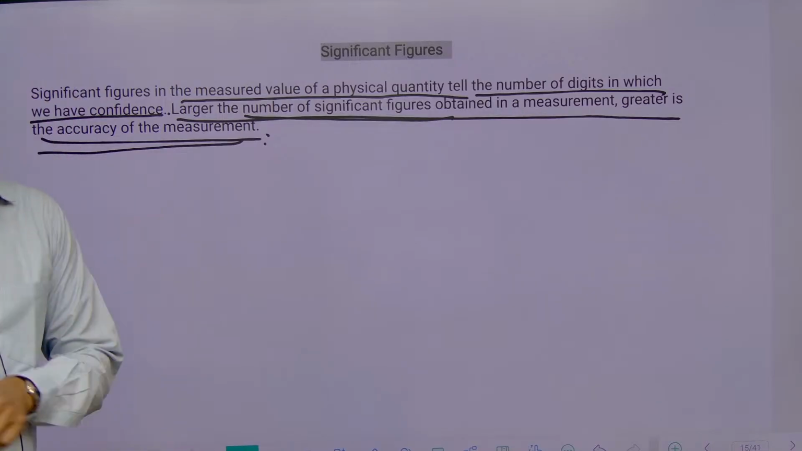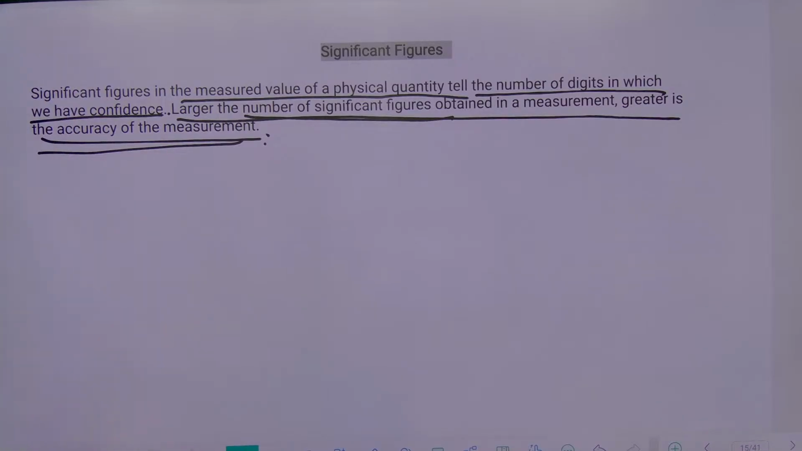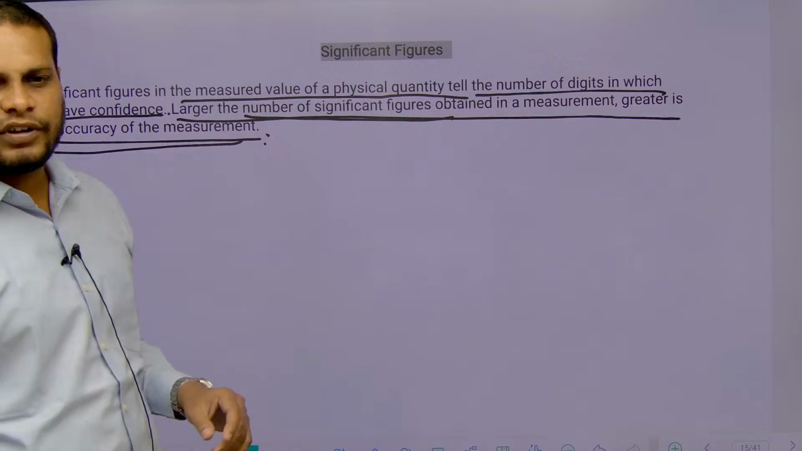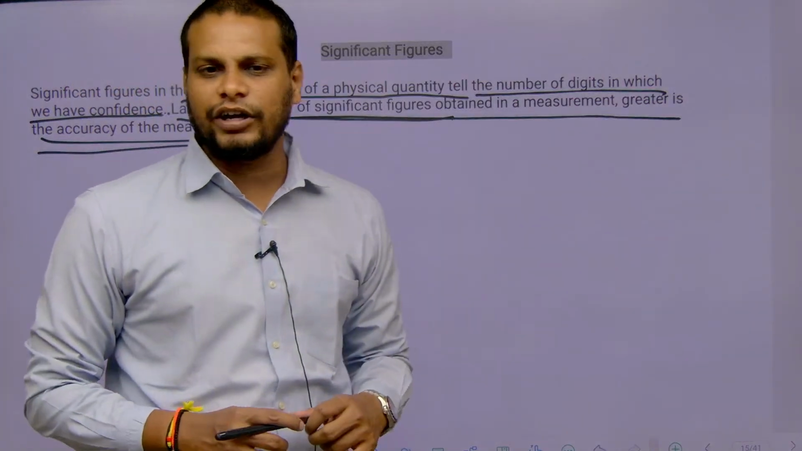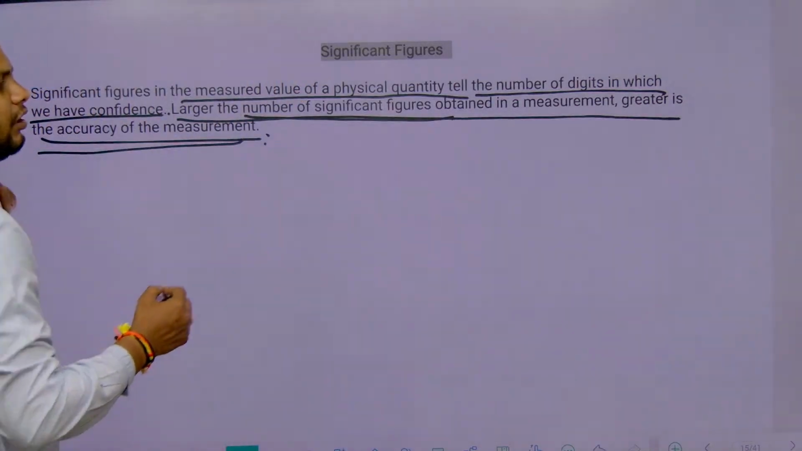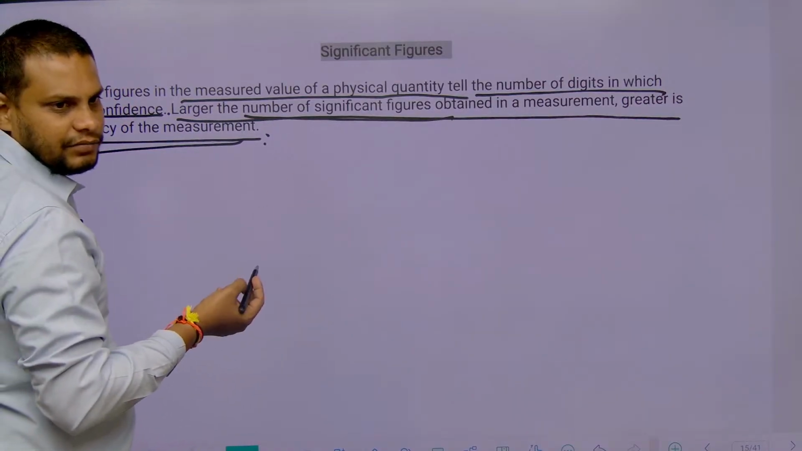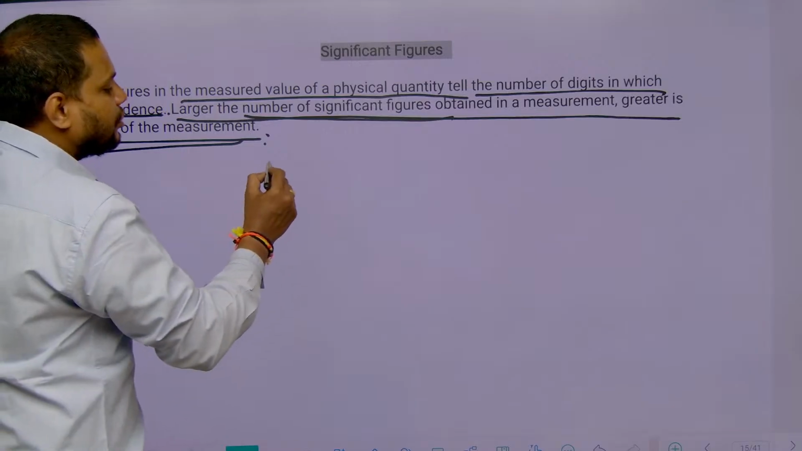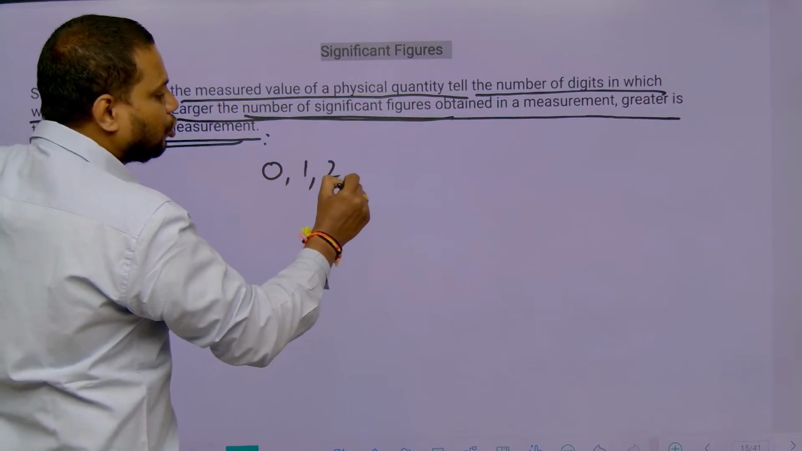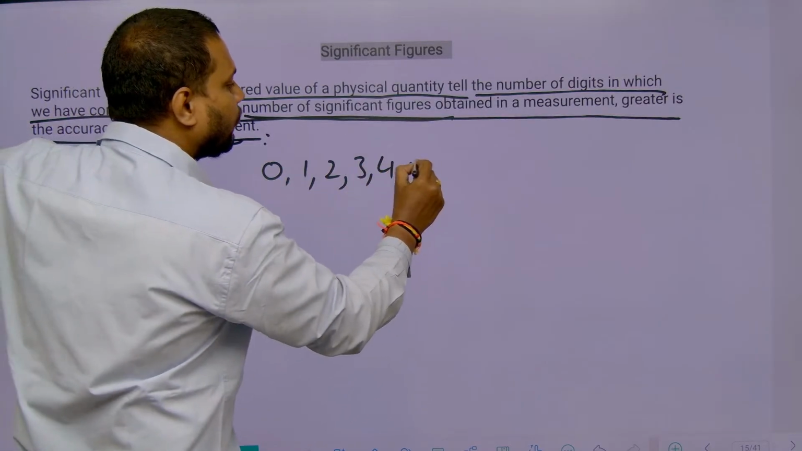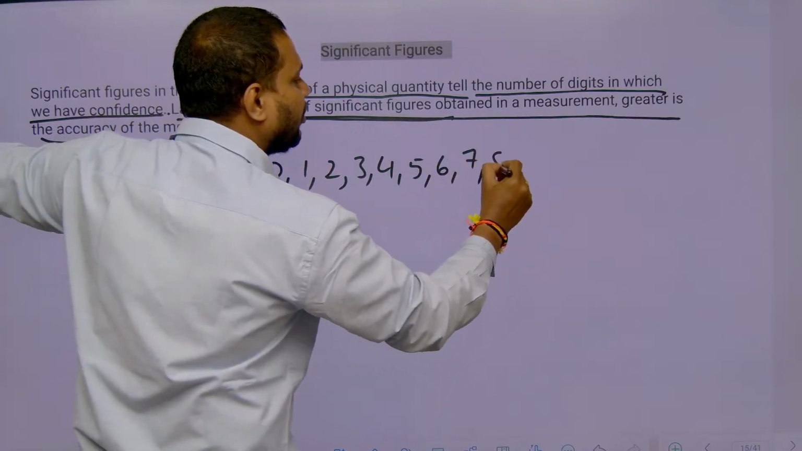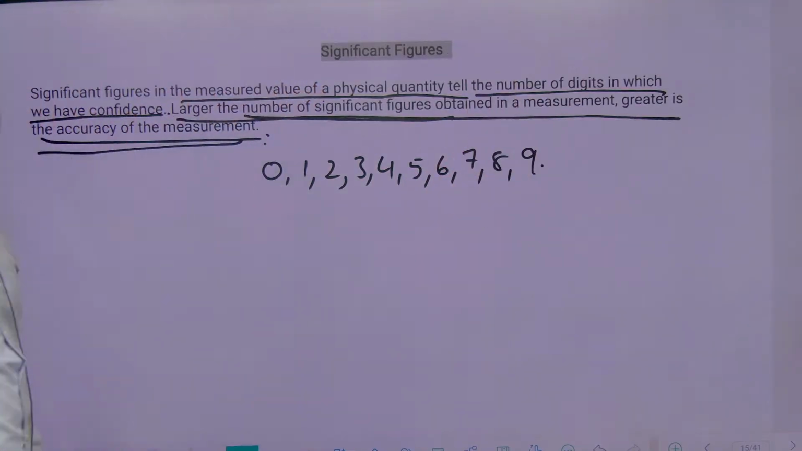Is it done? Then in significant figures we have some rules and regulations that I will tell you in an easy way to remember. But tell me, how many digits are there? 10 digits. What are the 10 digits? 0, 1, 2, 3, 4, 5, 6, 7, 8, 9. These are the 10 digits, right?